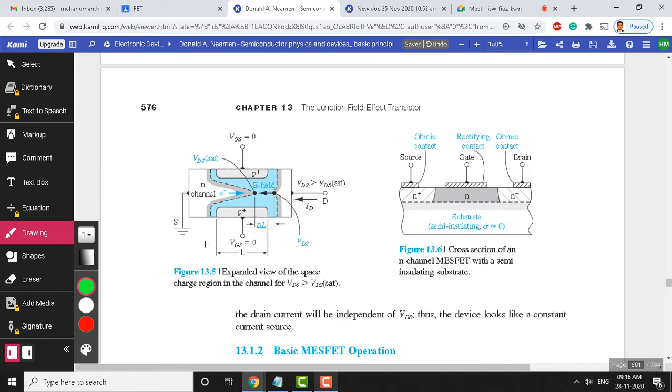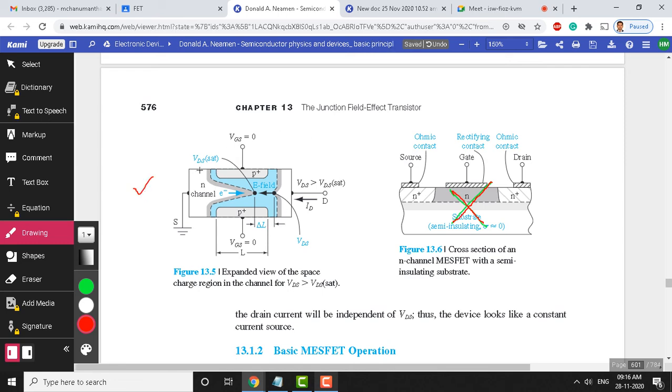Next diagram you can see here. This is not under our discussion, so we do not use this diagram. Okay, so let us start. This one we are not using, this is with reference to the MESFET. So we will use this diagram.